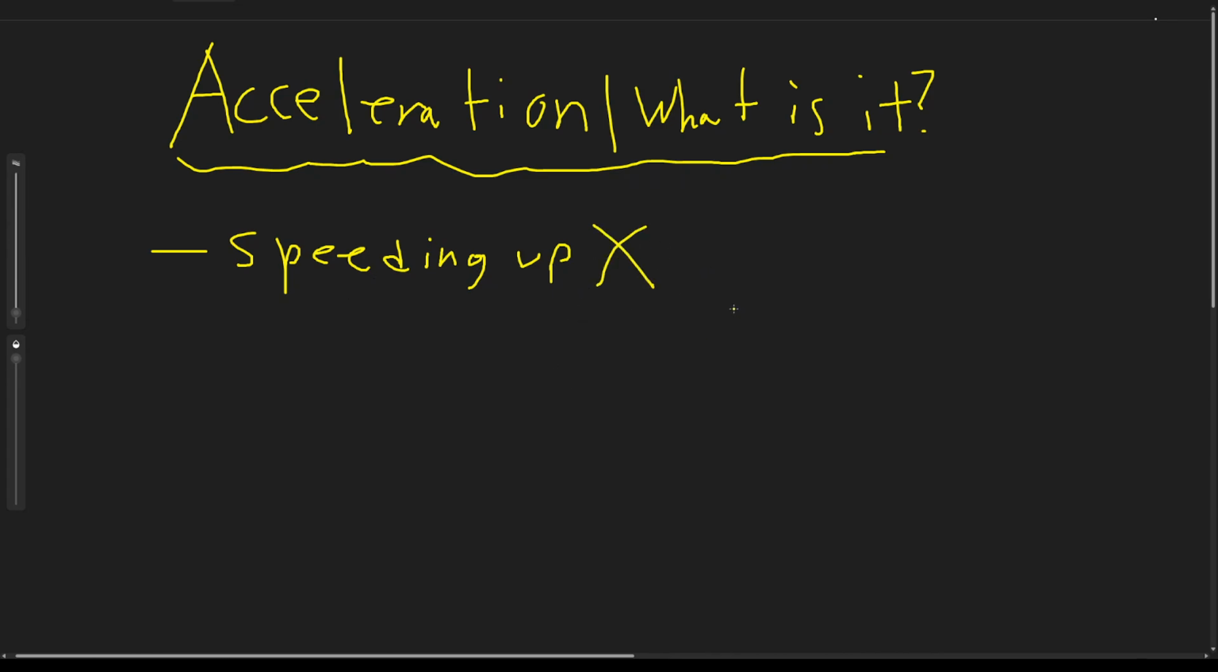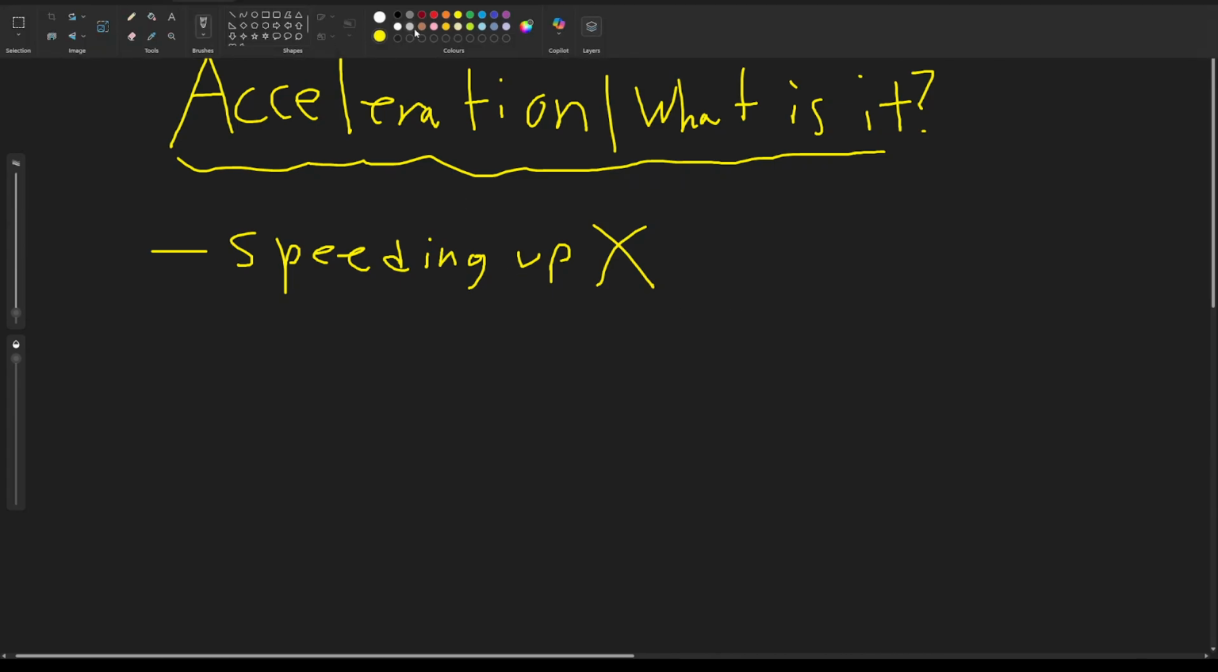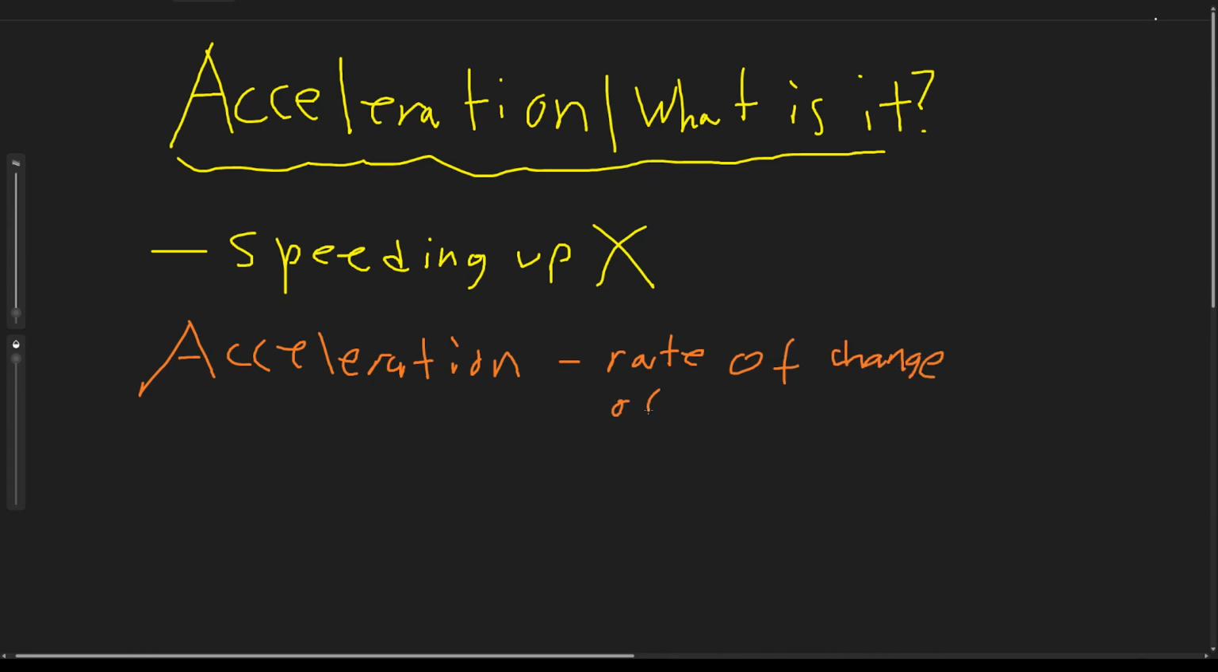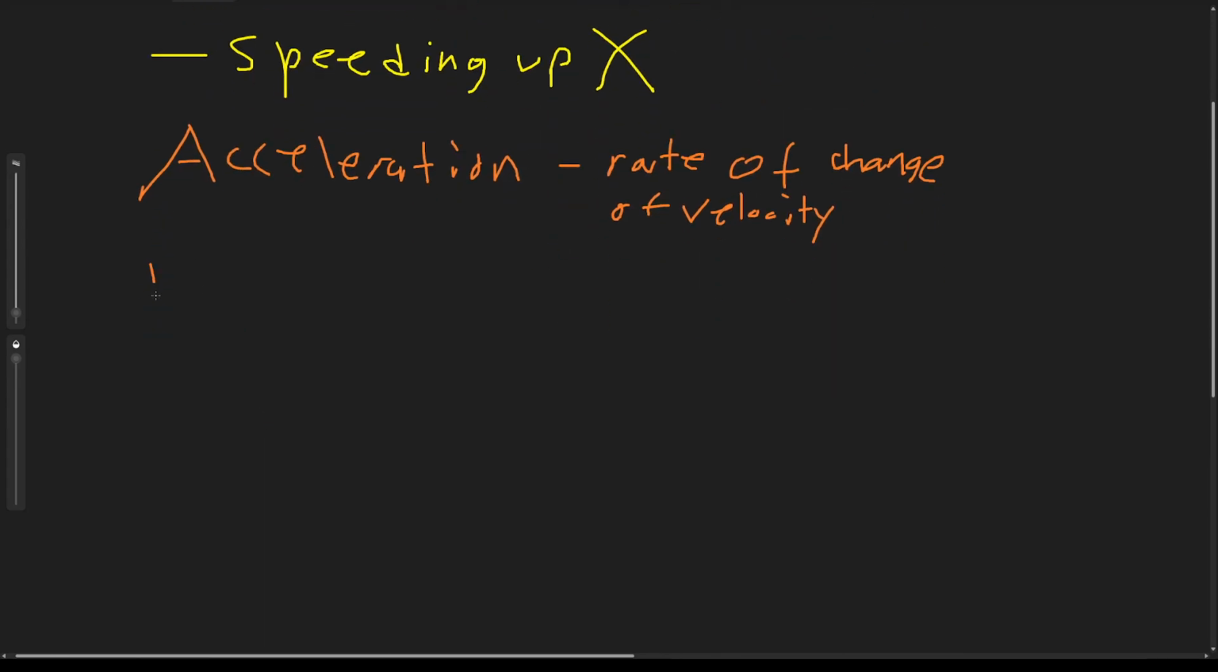So this is the kind of definition. Acceleration, we can say that it's the rate of change of velocity. And I just explained to you what velocity was. It's like speed, but with direction. So here's the formula. Formula for acceleration.